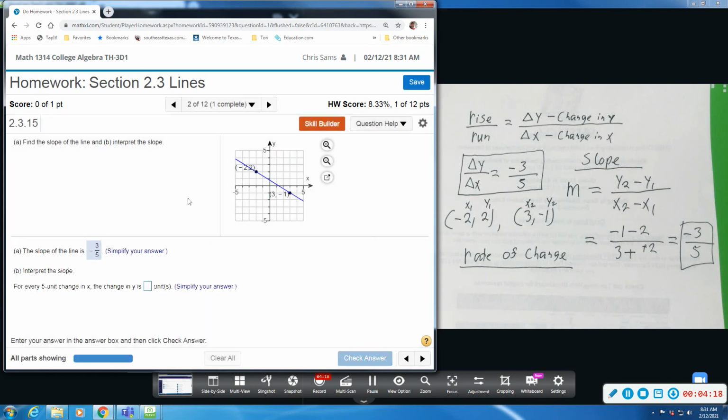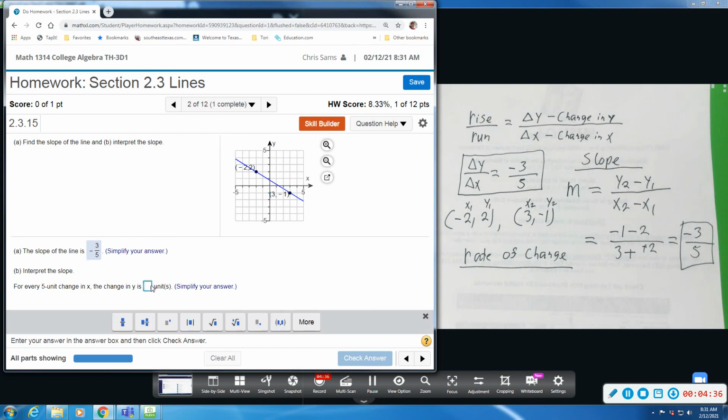And then for every 5 unit change in x, the y is 3. And I think we want to include that negative. Simplify your answer, so I'm going to say -3. Because we're going down.